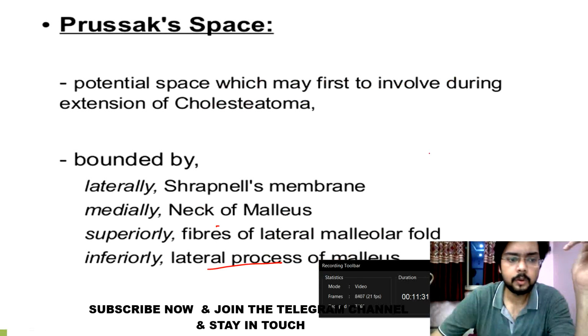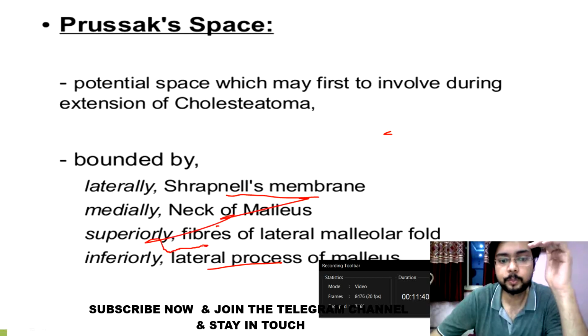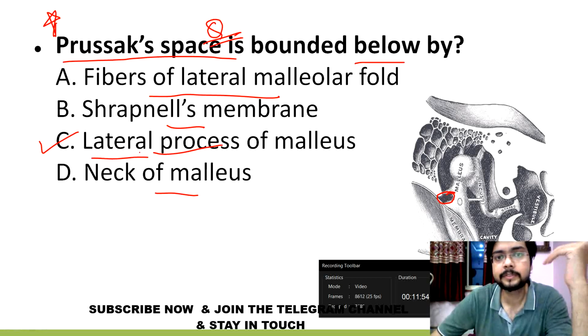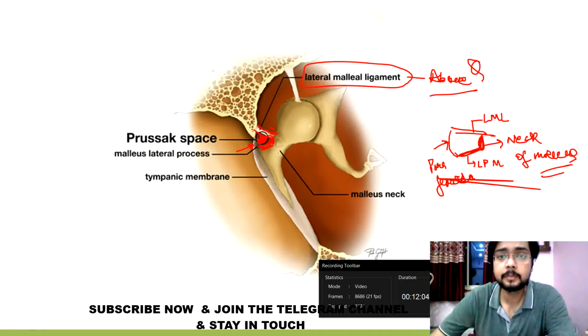Right? So laterally by Shrapnell's membrane or pars flaccida, medially by neck of malleus, superiorly by lateral malleolar fold, and inferiorly by lateral process of malleus. Prussak's space is bounded inferiorly by lateral process of malleus. Lateral malleolar fold was above or superiorly. Shrapnell's membrane is lateral, neck of malleus medial. And why is it important?